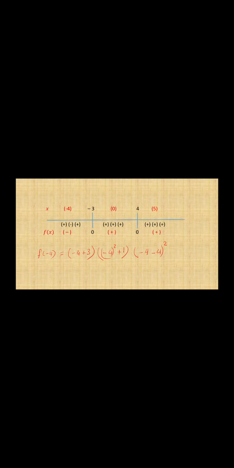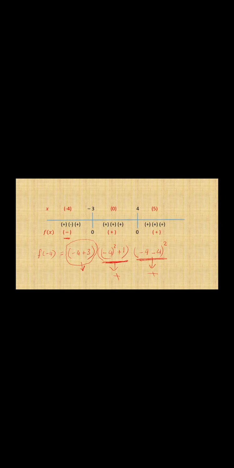We always determine that in this part, the next two brackets, x squared plus 1 and x minus 4 all squared, are always positive. And here we check the change for the first bracket. The first bracket in this case is negative. So we have negative times positive times positive, so the value here is negative.